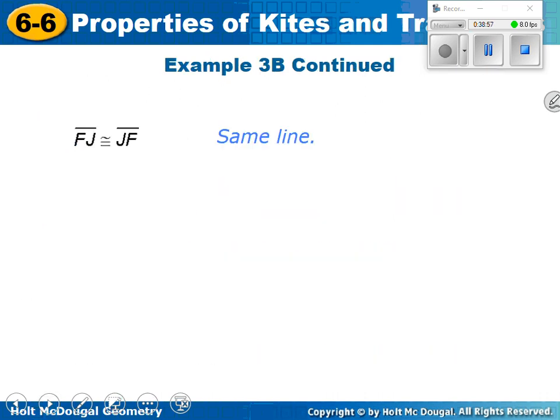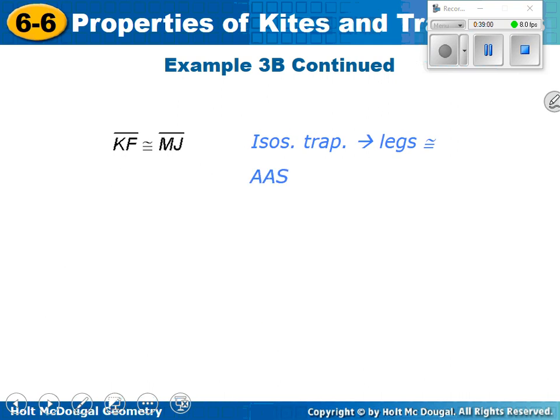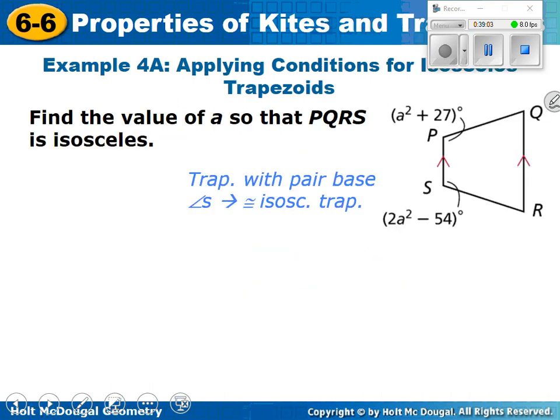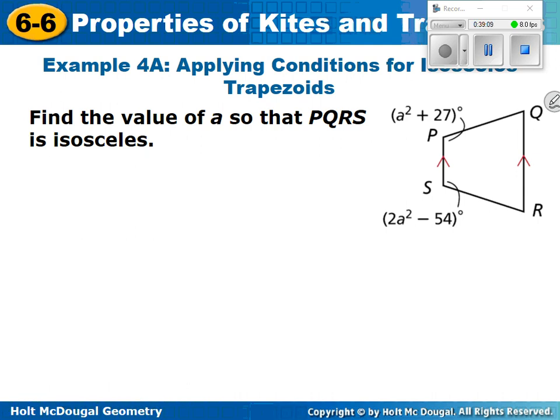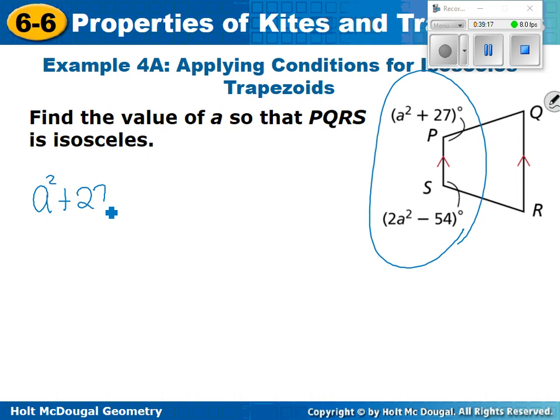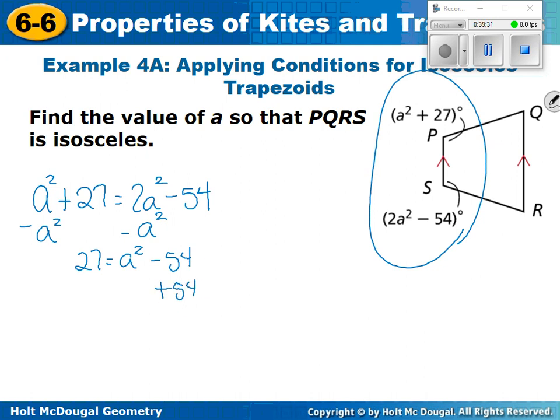And then the next one. What property did you have to start with on this one? Okay, it says find the value of A so that this is isosceles. If it's isosceles, then the base angles should be congruent. So A squared plus 27 should equal 2A squared minus 54. From there, you should subtract the A squared to get 27 equals A squared minus 54. Add 54, and you get A squared equals 81.